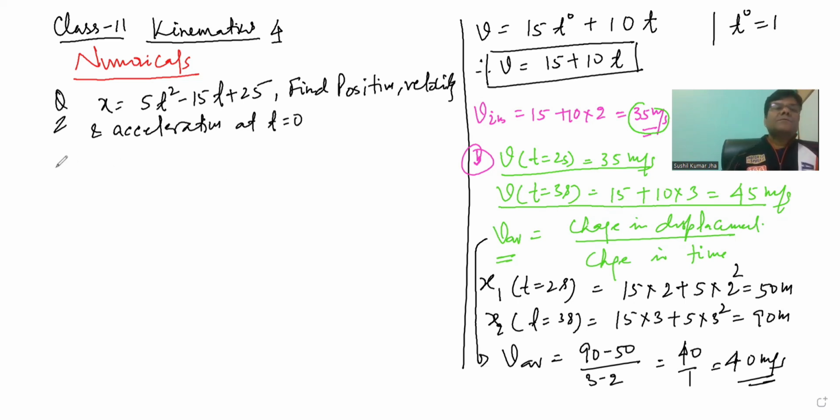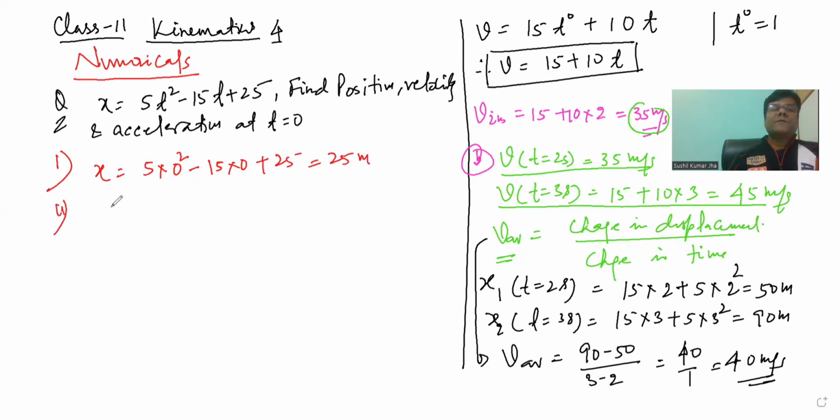So to do the first part, position means x is already position. So x at t equals 0 is 5 into 0 square minus 15 into 0 plus 25. So these two terms are 0, which means position is 25 meter.